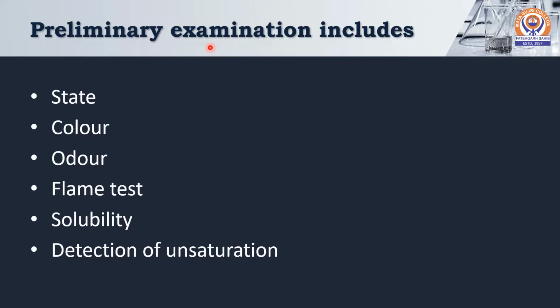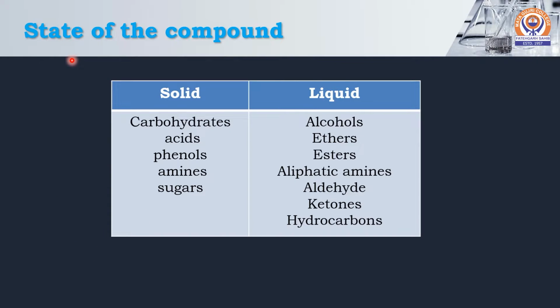Preliminary examination includes state, color, odor, flame test, solubility and detection of unsaturation. First is the state of the compound, whether the compound is solid or liquid. If the compound is solid, then it can be carbohydrates, acids, phenols, amines or sugars. And if the compound is liquid, then it can be alcohols, ethers, esters, aliphatic amines, aldehyde ketones and hydrocarbons. So according to that, we have in view which organic compound it is.